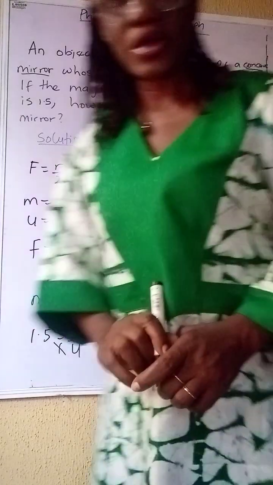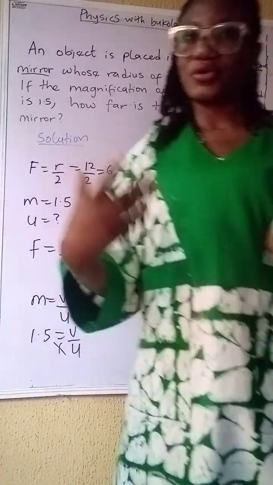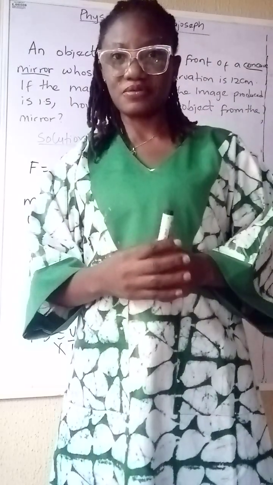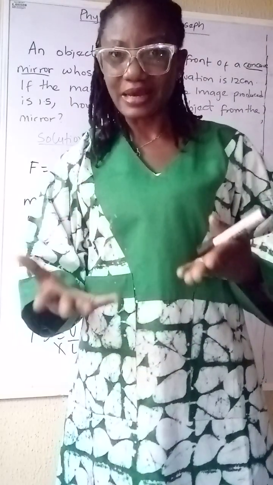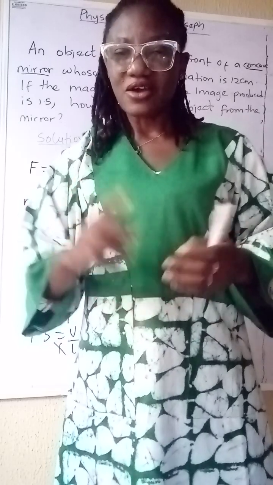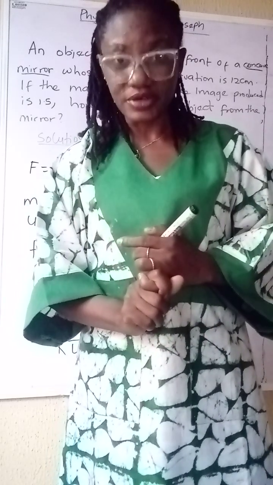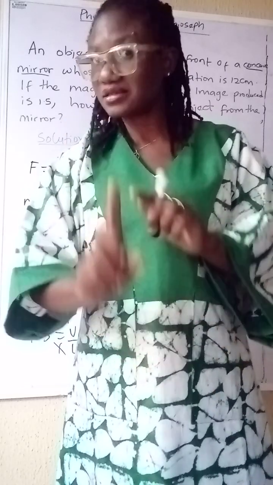So we are through with today's problem solving. I hope you enjoyed it. I hope you still remember what I said about concave mirror. For concave mirror, the focal length is positive, the image distance is positive, except on one condition, where the object distance is less than the focal length.